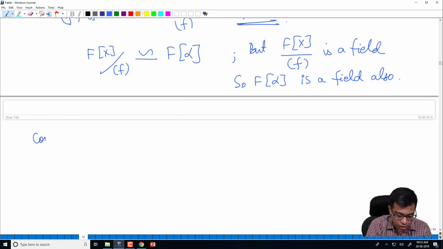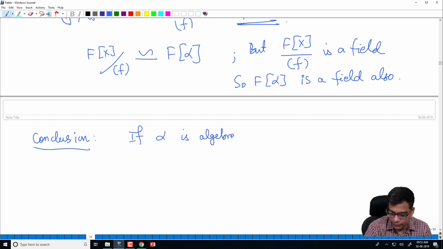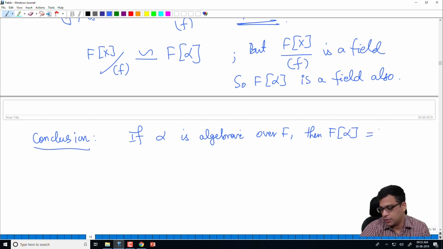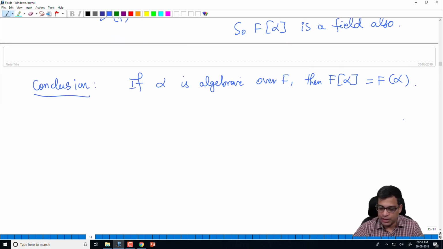So the conclusion of all this analysis is, if alpha is an algebraic element over F, then F square bracket alpha is equal to F round bracket alpha. Remember earlier I emphasized the difference between F square bracket alpha and F round bracket alpha. In general I said they are different, but if alpha is algebraic, they are the same. Why are they the same?